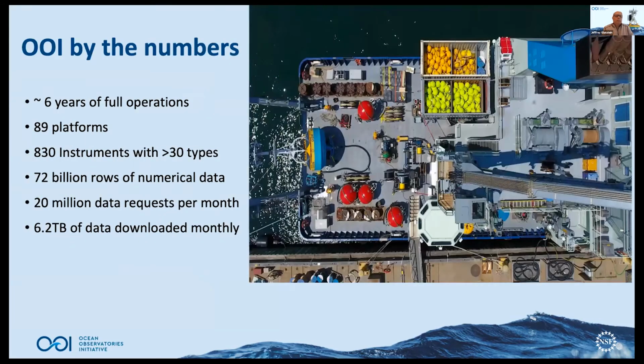Some facts you may not know about OOI. We have 6 years of data out there now for 89 platforms. As I mentioned, we have over 800 instruments, of which there are greater than 30 different types. We have 72 billion rows of numerical data, so that's quite a bit of data to go through. We service 20 million data requests per month, everything from the very small amount of data requested to plot, to a terabyte of data downloads that maybe include the whole history for an instrument. We do service about 6.2 terabytes of data downloaded monthly.